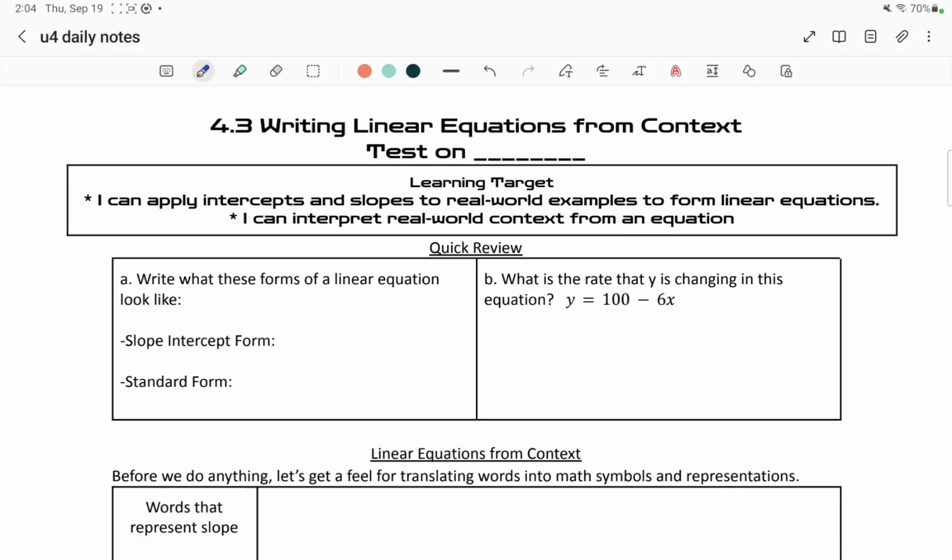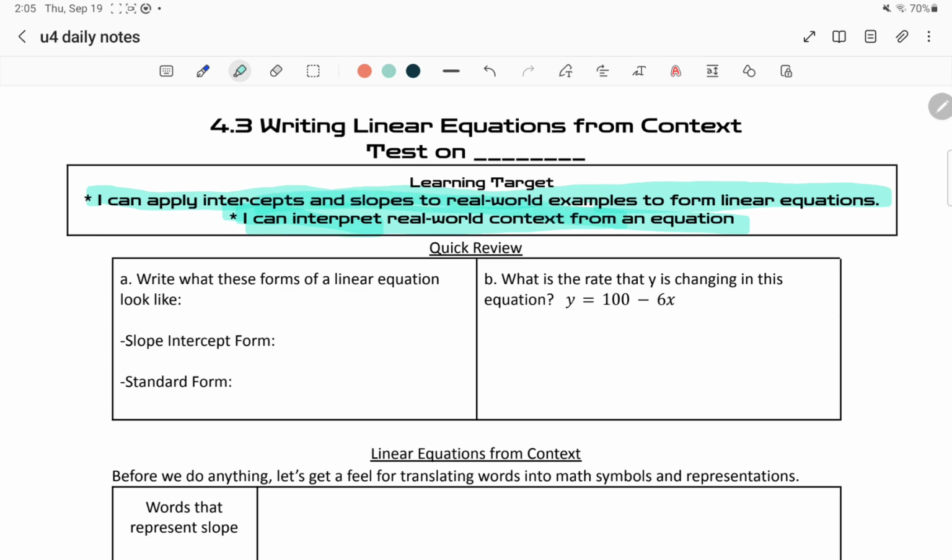Hey, so this is going to be our lesson for 4.3, writing linear equations from context. So, word problems. Let's highlight the learning target. I can apply intercepts and slopes to real-world examples to form linear equations. So we're going to learn what intercepts and slopes represent in real-world problems, and we're also going to be able to solve them.